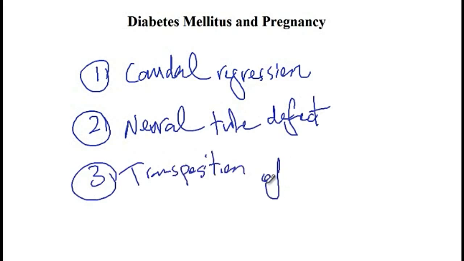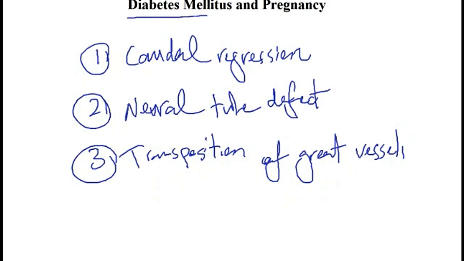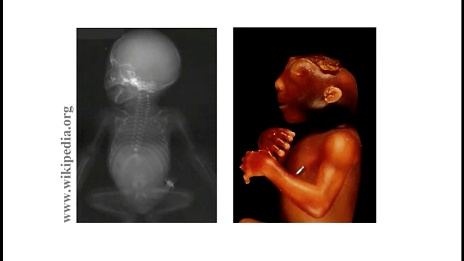of the great vessels. So you know how normally the aorta is coming off the left ventricle and the pulmonary trunk comes off of the right ventricle. These great vessels can swap positions in patients of diabetic mothers. So this would be an example of a caudal regression syndrome.